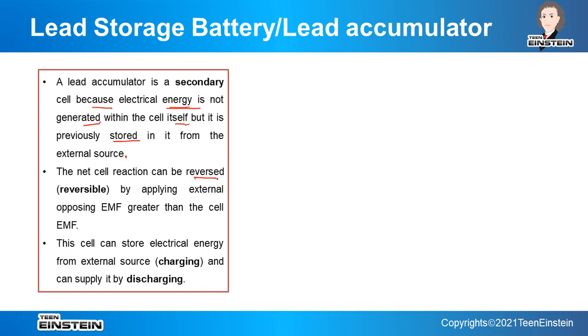The net cell reaction can be reversed if we apply an external opposing EMF which is greater than the cell EMF, because now we are trying to do the reverse reaction forcefully, since the reverse reaction is not spontaneous. That is why we have to apply an opposing EMF greater than the cell EMF, then only we can do it. And as the reaction is now reversed, it is also called reversible. This cell can store electrical energy from an external source, that is charging, and it can supply it by discharging. When you first use the battery, the first process is discharging, because there is already some stored energy. Once it is complete, we have to do the opposite non-spontaneous reaction by some external energy source, and that process is charging.